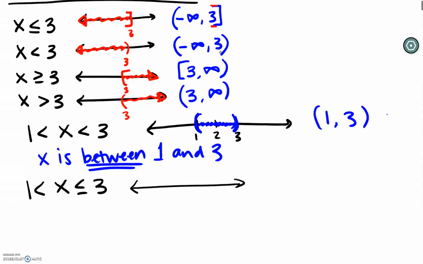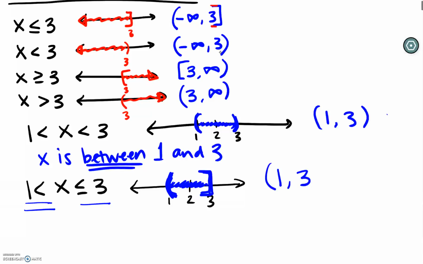So if we wanted to draw this one out, 1 does not have an equal to, so it will have a parenthesis, where 3 does. So 3 will have our bracket. So we have a parenthesis and a bracket, and then we're shading anything between that. So the same thing is going to translate to our interval notation, 1, 3. The 1 has a parenthesis and the 3 has a bracket.